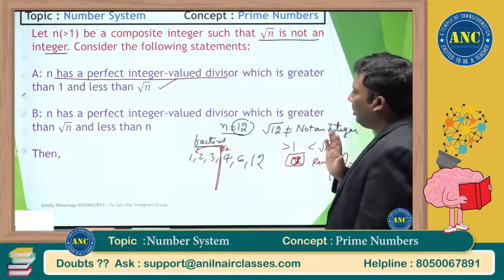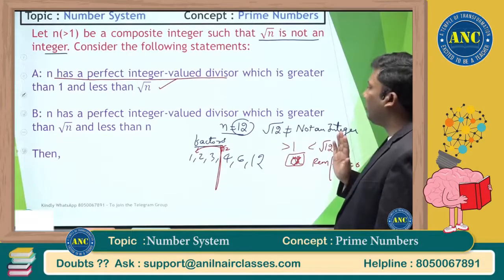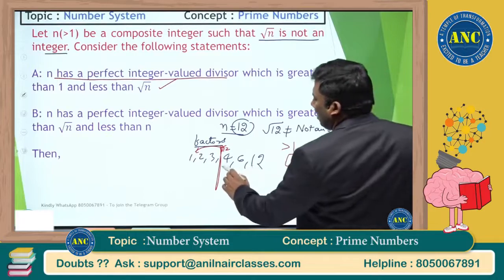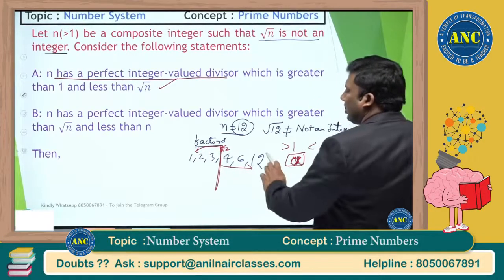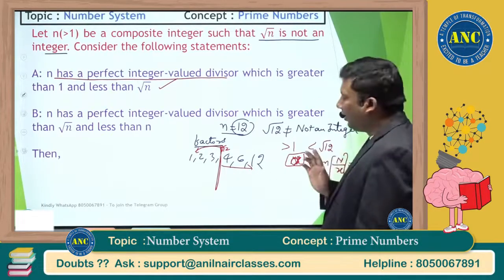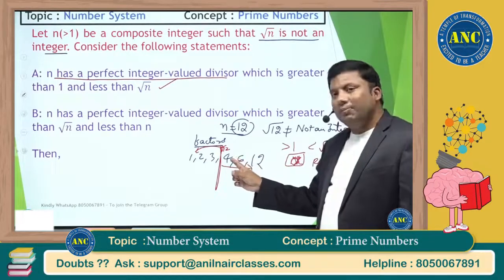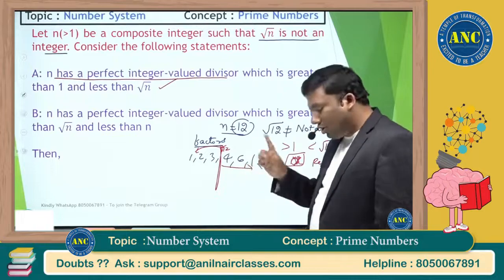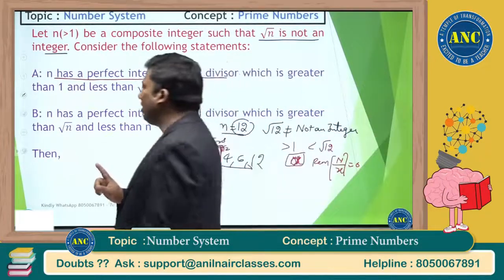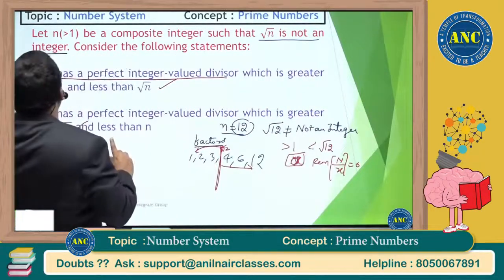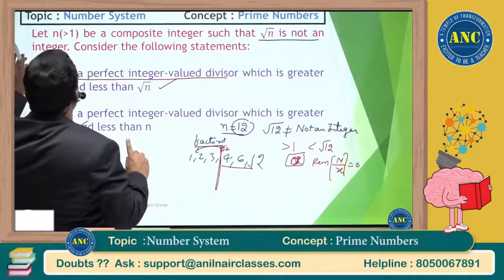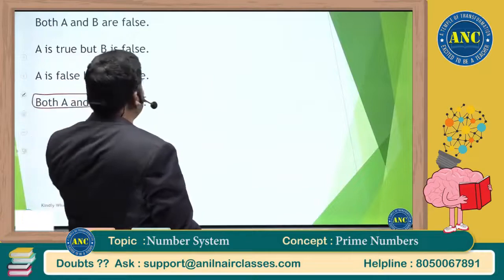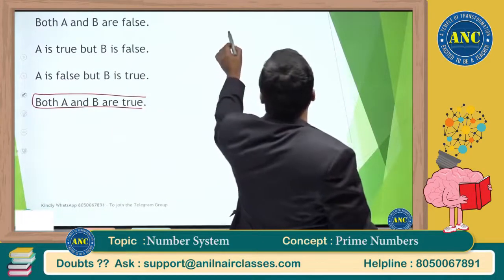Next statement: n has a perfect integer valued divisor which is greater than root n and less than n. There is a number which is greater than root 12 and less than 12. Is there a number 4? Does 4 divide 12? Definitely yes. Not only 4, 6 also will divide 12. So both the statements are perfectly right. Why are both the statements perfectly right?